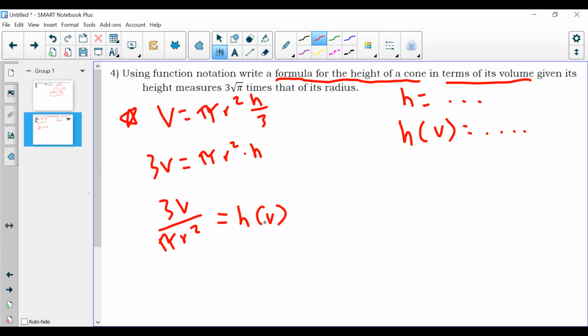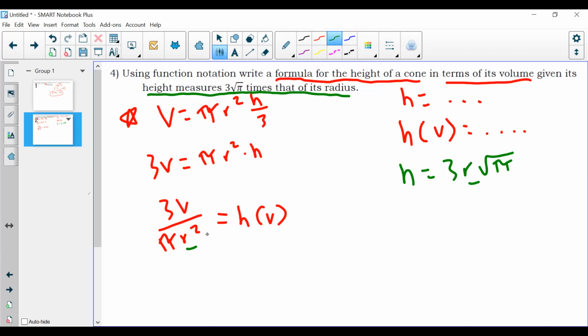But I'm also told that the height measures 3 root pi times that of its radius. Or in other words, h equals 3 square root of pi times r, or 3r root pi. So I know what h equals, but I don't want to plug h in here and get rid of h, because I want it as h equals. What I don't want is this r in these equations. So I'm going to solve this green equation for r equals, to be able to plug it into the other equation and get rid of that r.